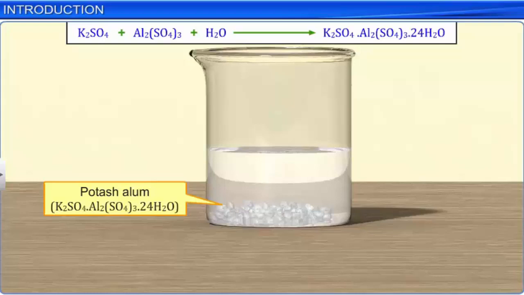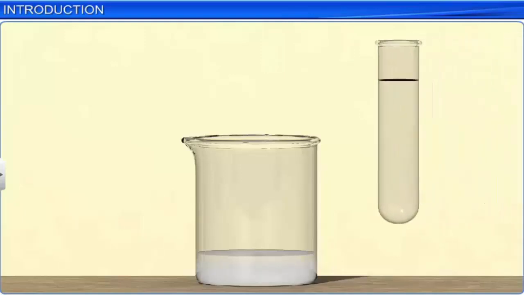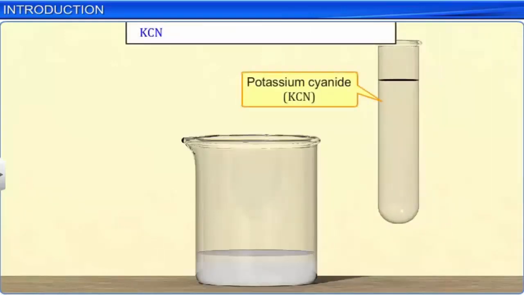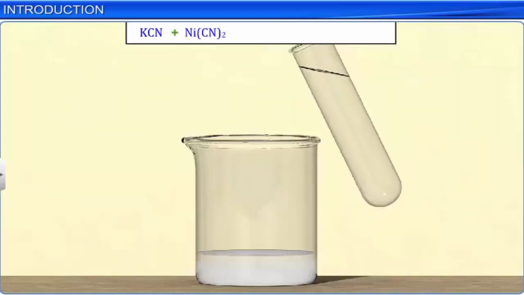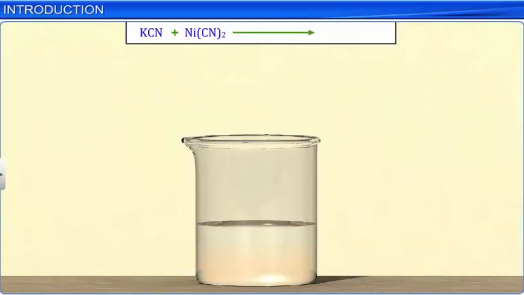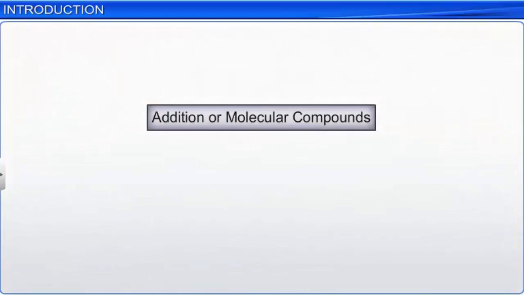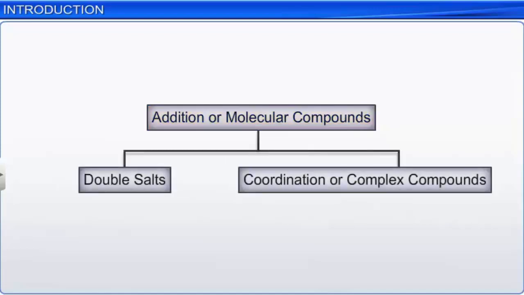Similarly, if we add a solution of potassium cyanide to a white precipitate of nickel cyanide, the precipitate immediately dissolves, and a red-orange solution of a new compound is obtained. On the basis of their nature, addition or molecular compounds are divided into two categories. They are double salts and coordination or complex compounds.